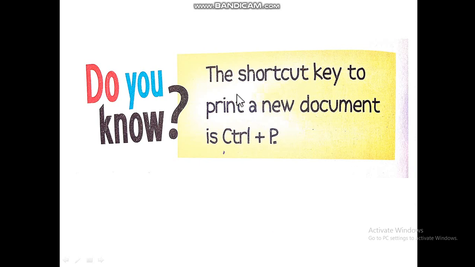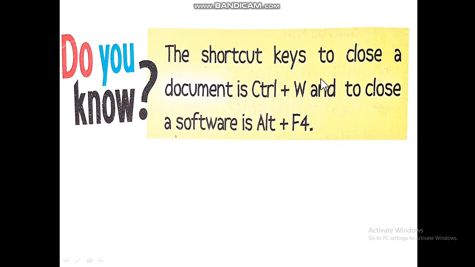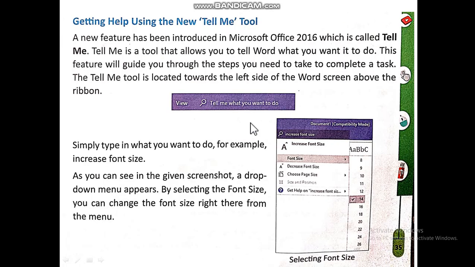To print a document you can use the Ctrl+P shortcut from the keyboard, or to close a document you can press the shortcut key Ctrl+W. To close a software, any software like Word, Excel, PowerPoint, or any media player, we can use the shortcut key Alt+F4. Now getting help using the new Tell Me tool.